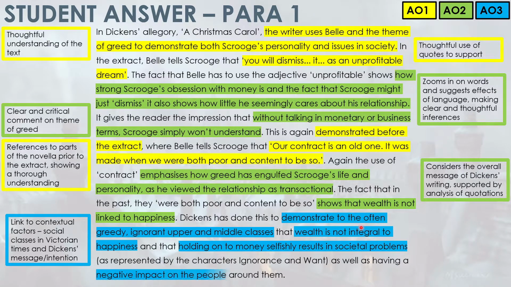Here we get our first bit of context, demonstrating to the often greedy, ignorant upper and middle classes that wealth is not integral to happiness, and that holding on to money selfishly results in societal problems, and then linking to the negative impact of that. This is very clear links to the contextual factors, and what's good here is it's showing how Dickens isn't just inspired by the contextual factors, but how it has impacted his text, how he has written his text according to these things.